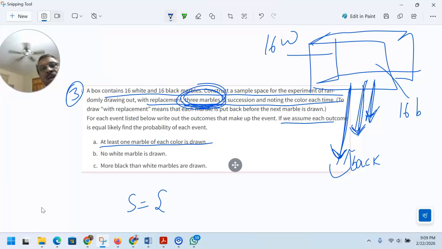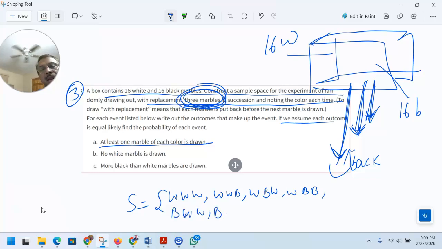So the first one could be all white, or it could be white, black, white, or white, black, black. Or it could be first one black and then white, white, or black, white, black, or first one black, second black and then white, or all black. So these are the sample space that you have, and the number of outcomes that you have is altogether 8.